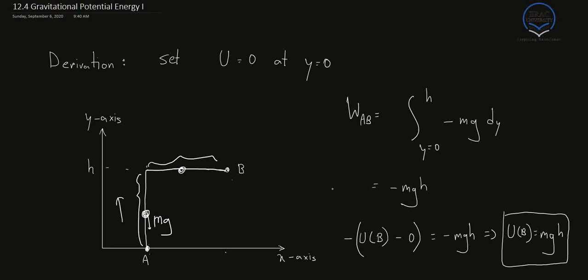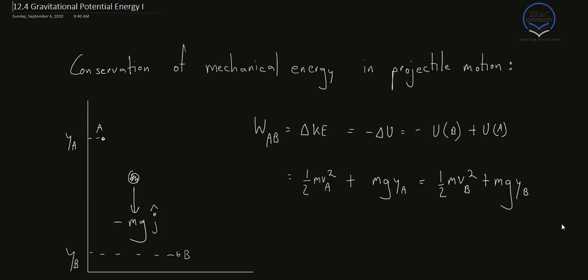Now, because this force is conservative, we can write this as a negative of the change in potential. Setting the initial potential to be 0, you have minus (U_B minus 0) equal to minus mgh, so that U_B equals mgh. This leads us to a nice form for the conservation of mechanical energy in projectile motion.